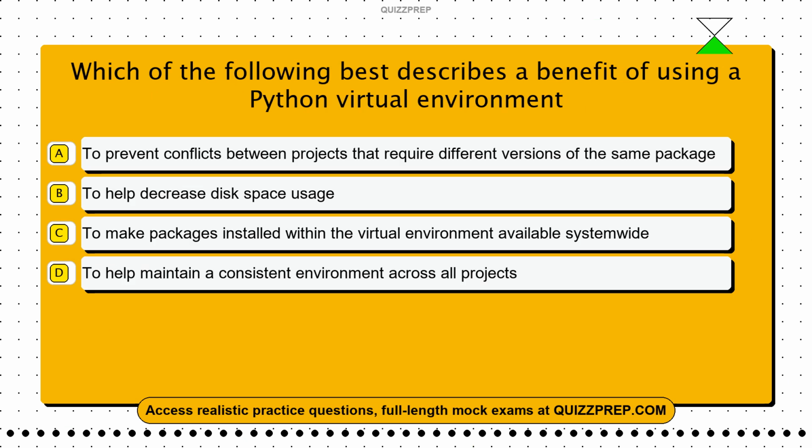Question 76. Which of the following best describes a benefit of using a Python virtual environment? Option A, to prevent conflicts between projects that require different versions of the same package. Option B, to help decrease disk space usage. Option C, to make packages installed within the virtual environment available system-wide. Option D, to help maintain a consistent environment across all projects.